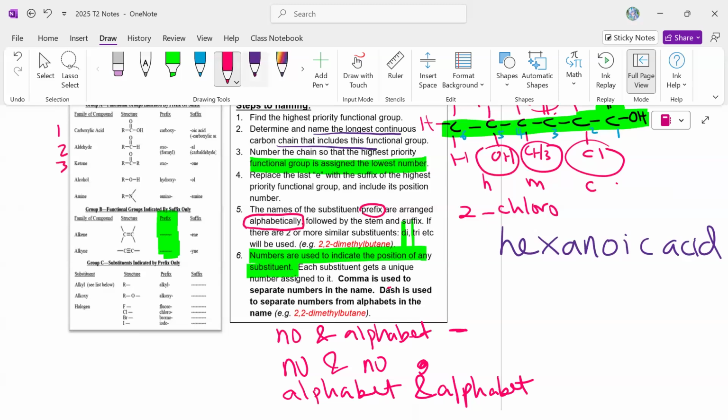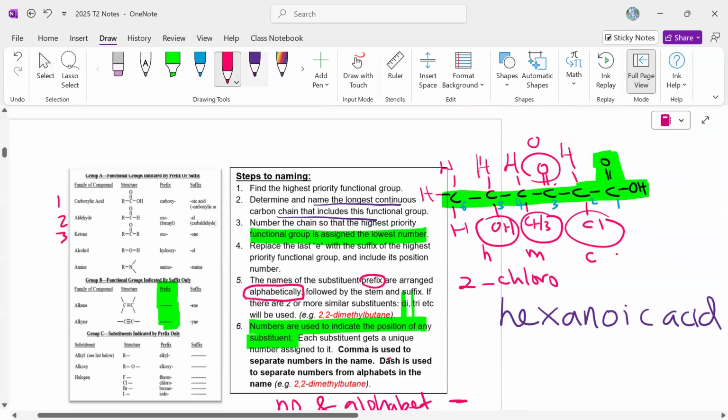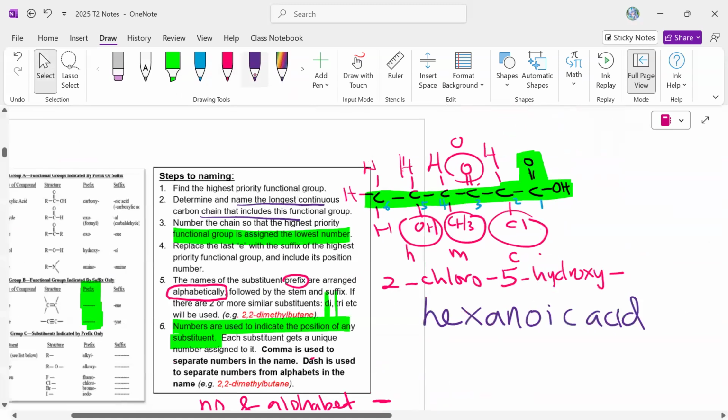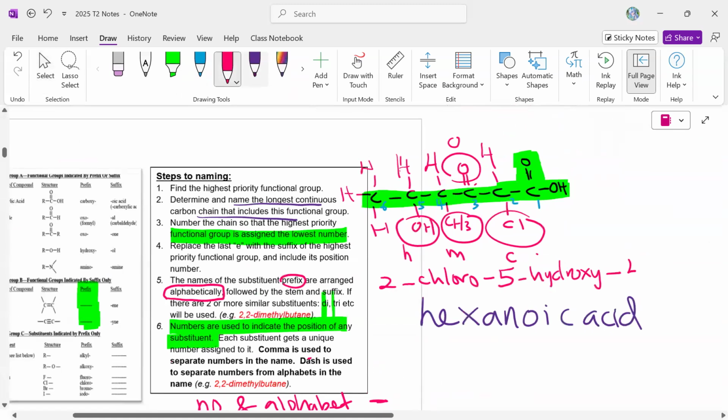So 2-chloro, and then after C, it should be H. So dash, why dash again? Because I'm going to put in the 5 now, between alphabet and a number. So 2-chloro, 5-hydroxy. Then what else do I have? After H comes M. Dash 4 again. Why? Because I'm changing the number again. 4-methyl.